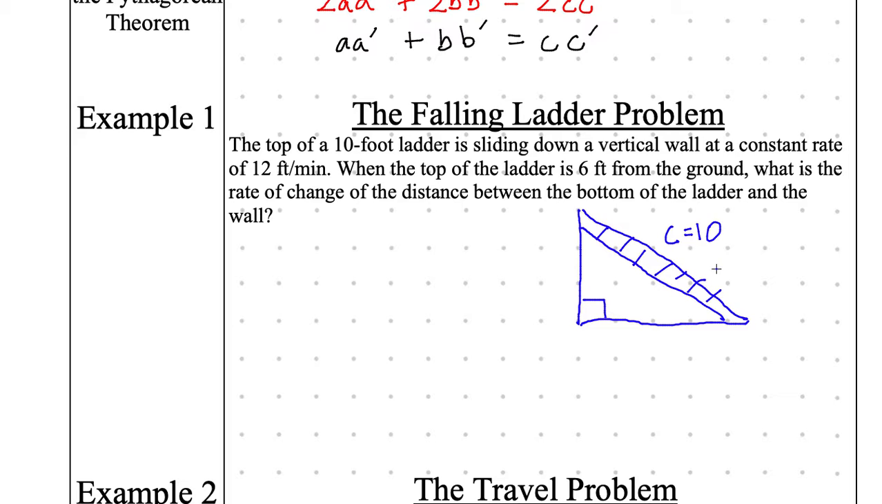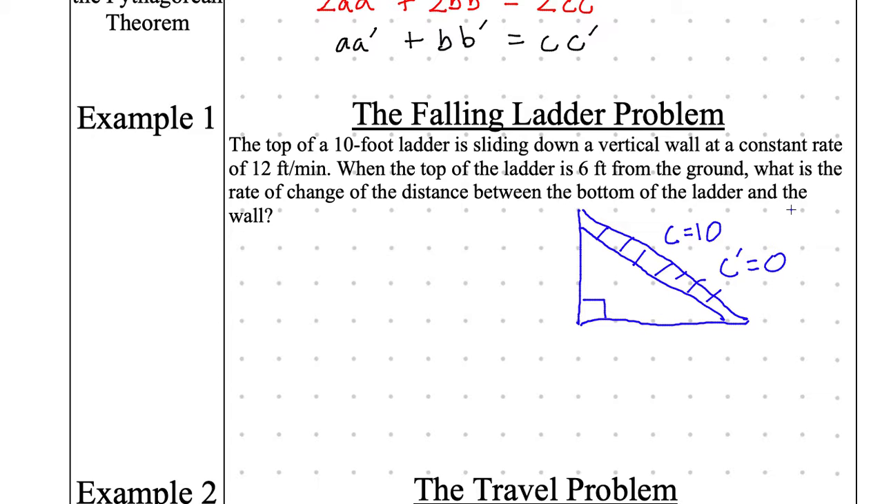So what is C prime? How fast is the ladder size changing? 0. It's not changing. C prime is going to be 0. And that's almost always going to be the case with anything static falling down, is the size of that static object is not changing unless you're in some weird dimension that we don't know about.